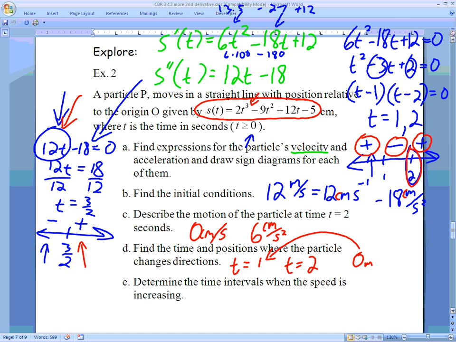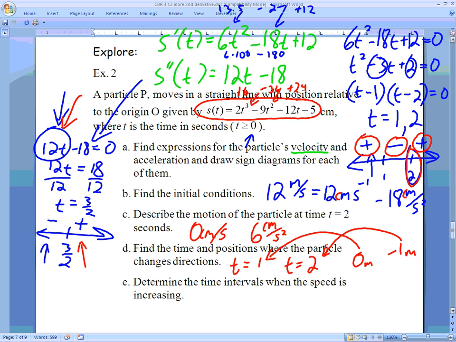Plug in a 2 here, we get 8 times 2, which is 16. Plug in a 2 here, we get negative 36. Plug in a 2 here, we get positive 24 minus the 5. So use my calculator, 16 minus 36, which is negative 20, plus 24 minus 5 gives me negative 1. I did that correct. So negative 1 meters. So we've moved back 1 meter at t equals 2.